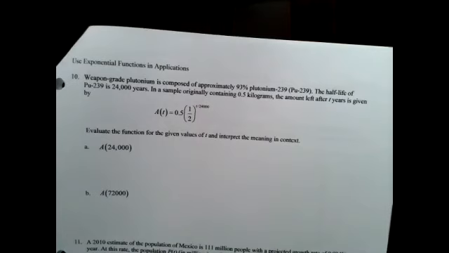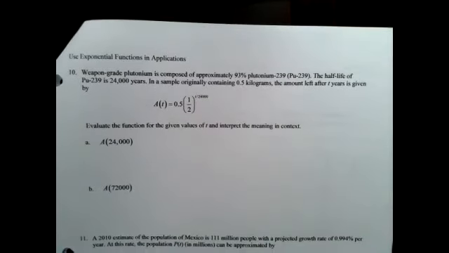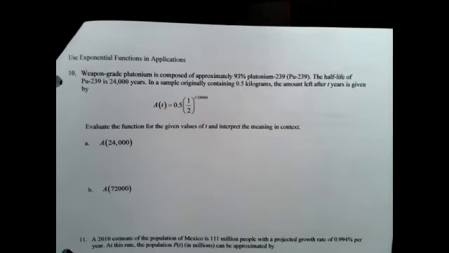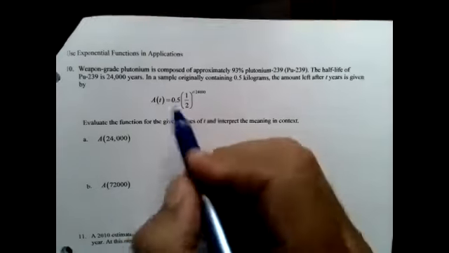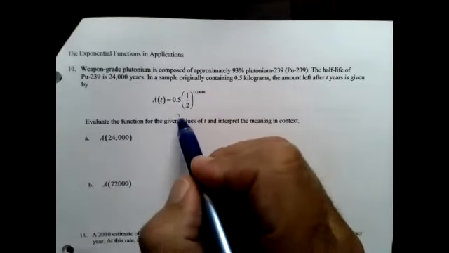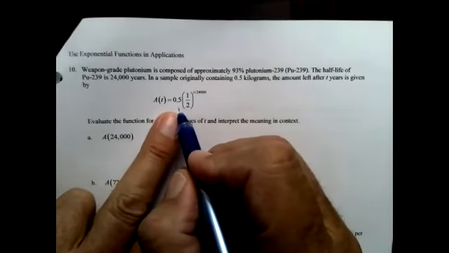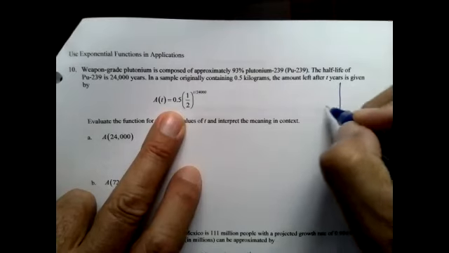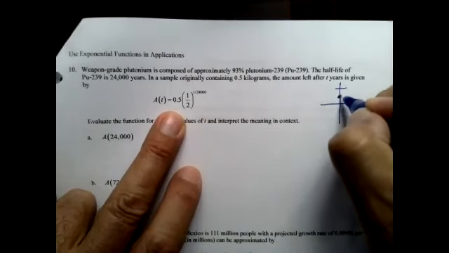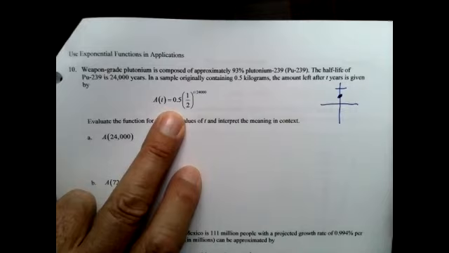Weapon grade plutonium is composed of blah, blah, blah, the half-life, blah, blah, blah. And fortunately, they give us a formula. Okay, now let's talk about this. Initial value, 0.5. If I'm looking at this on a graph, my initial value is that.